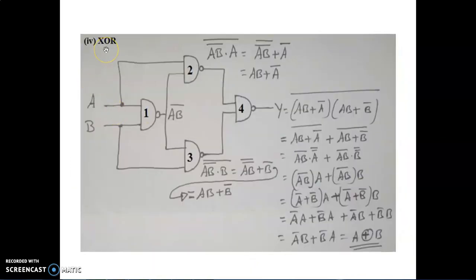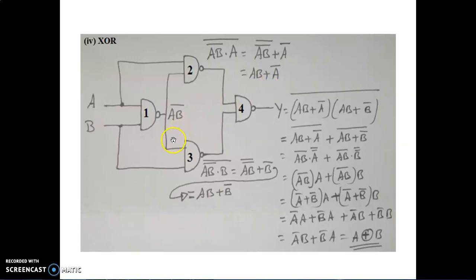Next is the XOR function. A and B are the two inputs. The output of the first gate is (AB) bar. The input to the second gate is the output of the first gate and A. The input to the third gate is the output of the first gate and B. Next, the output of the second gate is ((AB) bar dot A) whole bar as shown here. Apply De Morgan's theorem and simplify. We get AB plus A bar.